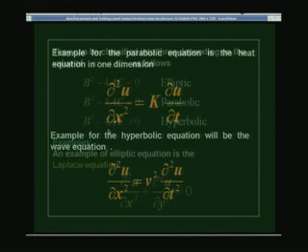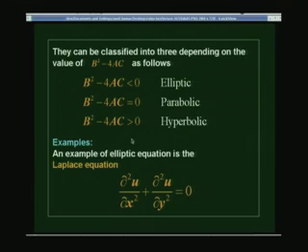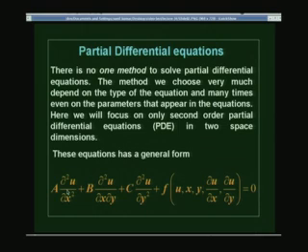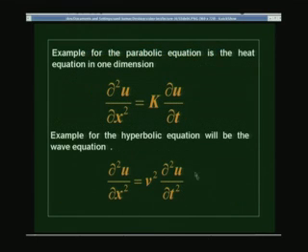Or you could have cases where B squared minus 4AC is greater than 0. Those kinds of equations are hyperbolic equations, an example being the wave equation. In this case, again B is 0, but A and C are of opposite signs. Here we are taking one variable as x and the other variable as time. That is an example of a hyperbolic equation, a wave equation in one dimension. So we have elliptic equations, parabolic equations, and hyperbolic equations.